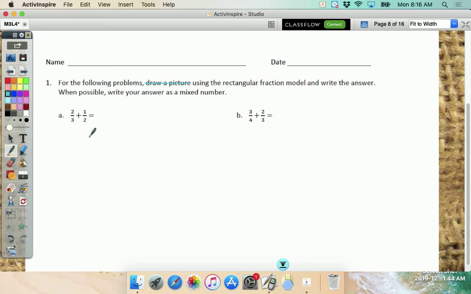So let's review how to solve it, and then I'm going to have you work with a partner. We'll probably do 3 of these together, and then you can work with a partner.